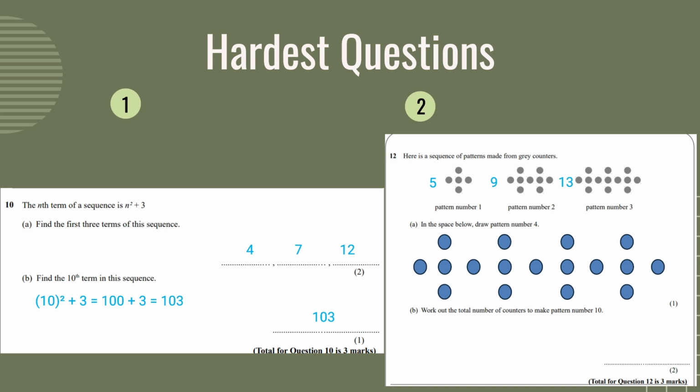In part B, we are asked to work out the total number of counters to make pattern number 10. Here, we look at 5, 9 and 13, and then we find the nth term of the sequence. It would be 4n plus 1, because our linear is plus 4, so that is our 4n, and to get from 4 to 5 is plus 1. To get from 8 to 9 is plus 1. So, we simply sub in 10 for n, so 4 times 10 equals 40, plus 1 equals 41. So our final answer to this question would be 41.